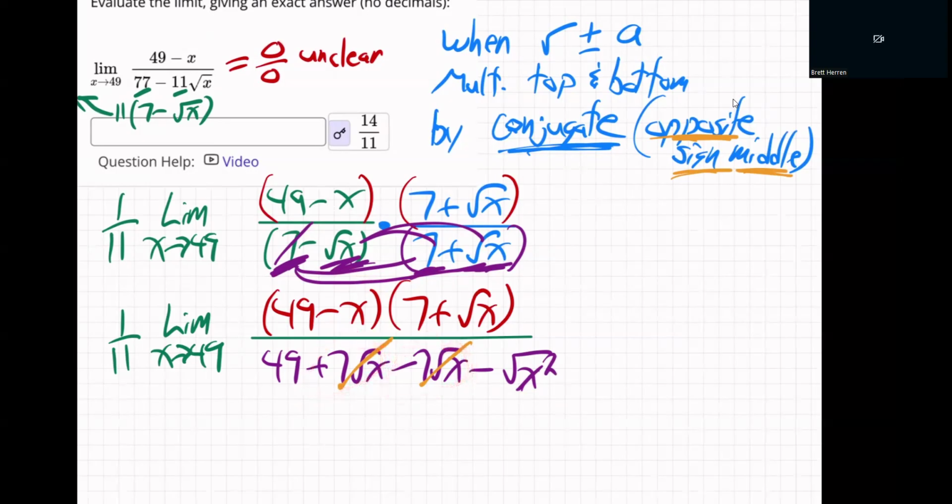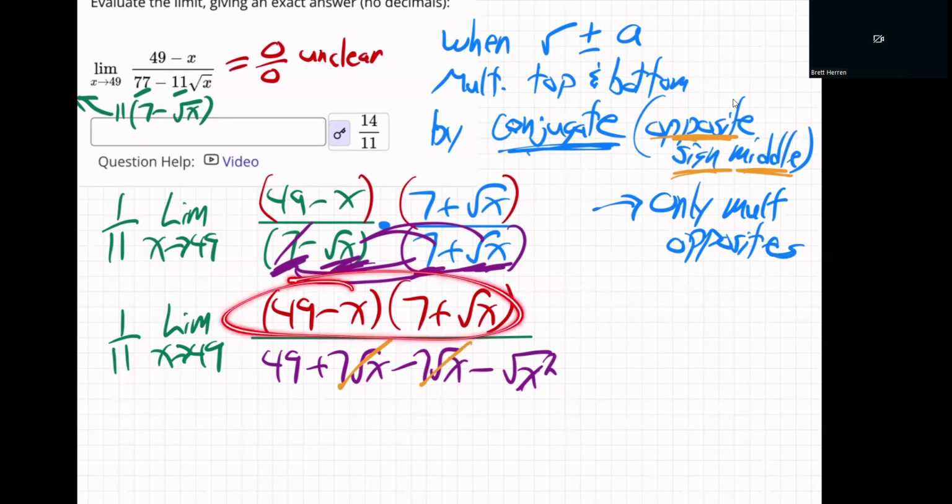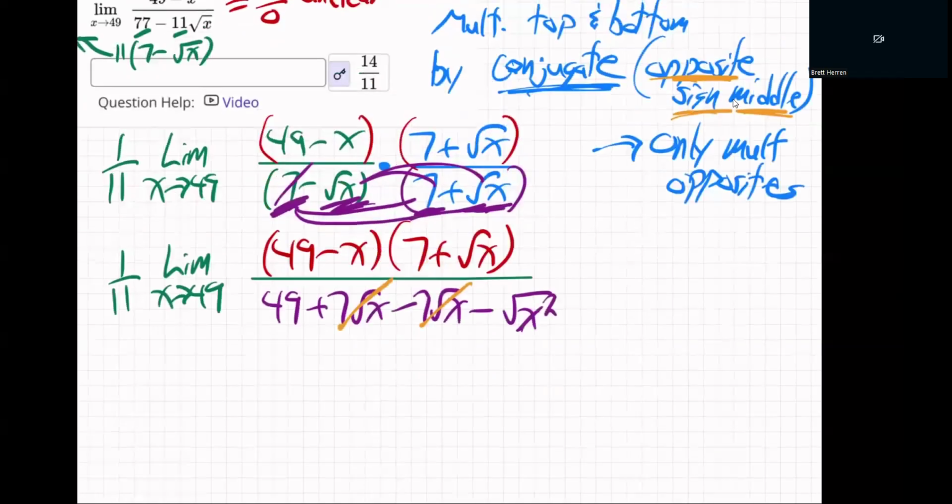Okay. And by the way, let me add to our note: only multiply the opposites. Right? You notice how I didn't multiply out the top. I only multiplied the bottom. Okay. So no, that's just kind of convenient.